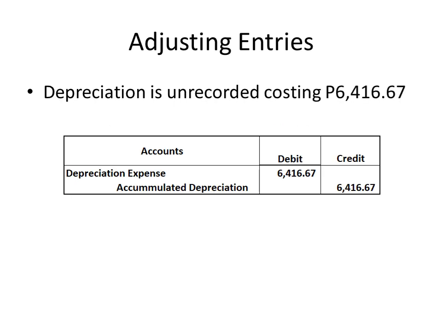Next, depreciation is unrecorded, costing 6,416.67. So we debit depreciation expense 6,416.67 and then credit accumulated depreciation 6,416.67. Accumulated depreciation is a contra asset account. This is an asset, but it's a deduction from a certain asset. In this case, if you check our trial balance, the only depreciable asset is computer equipment.